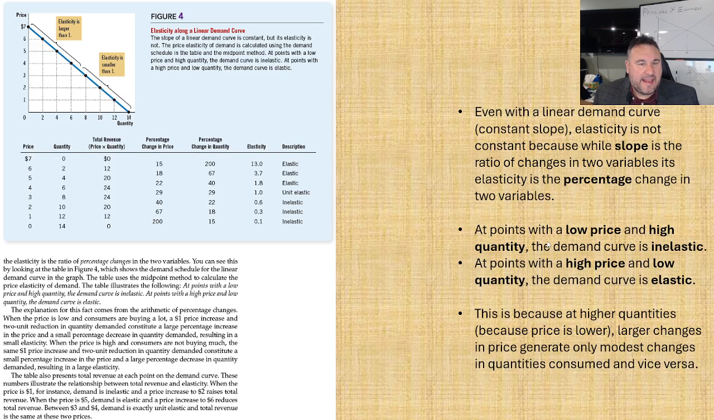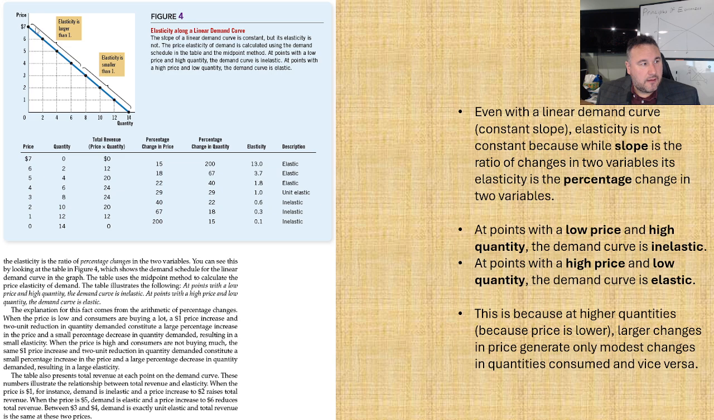So even with a linear demand curve, so it's got constant slope right here, even though the slope of the demand curve is constant, the elasticity is not. Because while slope is the ratio of changes in two variables, elasticity is the percentage change in two variables. So at points with a low price and a high quantity, down toward this end of the curve, the demand curve is inelastic. So that's elasticity less than 1.